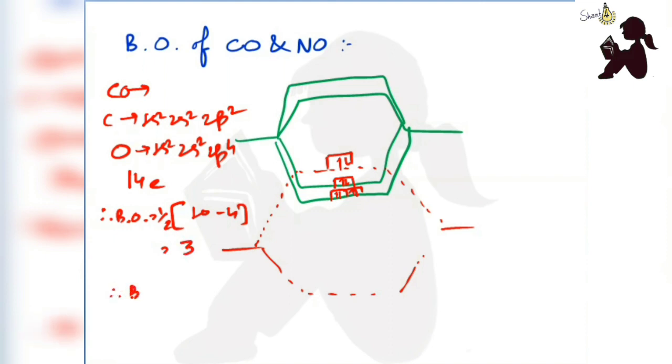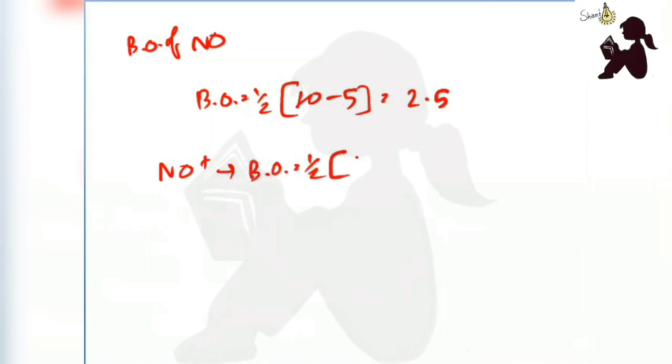But here is an exception, that is for bond order of CO plus. So what happens in case of CO plus? That is bond order comes 10 minus 3, and it will be 3.5. It's the bond order formula, because I have shown the overlapping in the previous figure. So it will be the bond order of NO. But what happens in case of NO plus? Because it is a frequently asked question in NEET. So it comes 10 minus 4, that is 3.